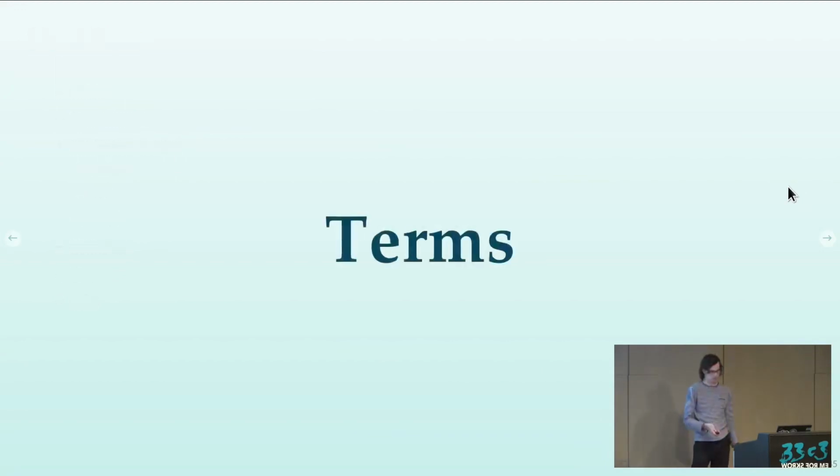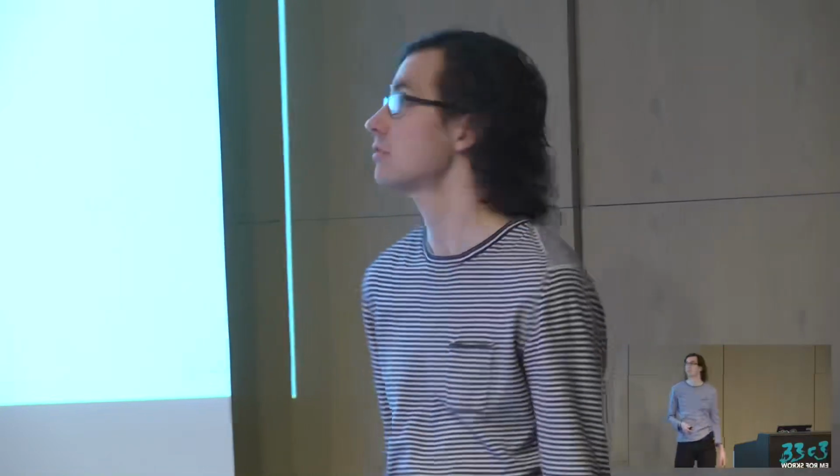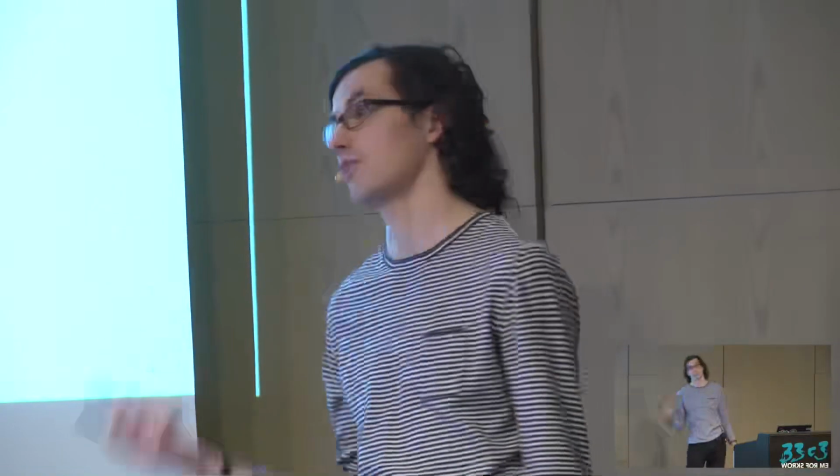So let's start with the terms. First one is, of course, secure boot. It's specified in the UEFI specification 2.3.1. And the goal of secure boot is that you don't run untrusted code on your machine. This is done by verification of all the components started. The basic idea is that each component verifies the next one before actually running it.